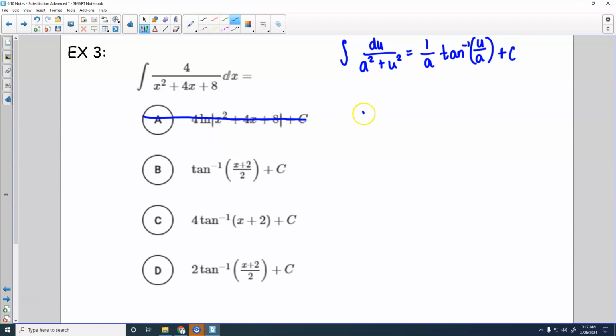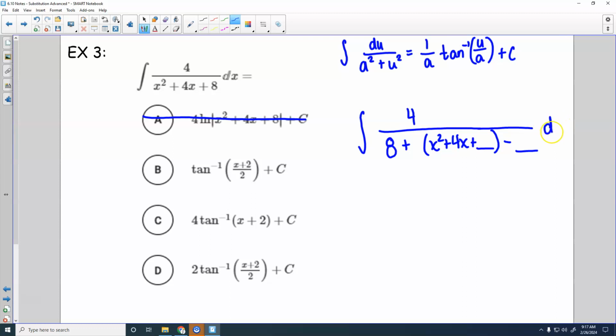So what we're looking at right now does not look like u squared plus a squared plus u squared, right? I've got x squared plus 4x plus 8. So what I'm going to do, I'm going to put the 8 first, and then I'm going to put x squared plus 4x plus blank. I need to complete the square on this. And if I put a plus blank right there, I've got to put a minus blank over here, because I can't actually change the value of what I'm working with.